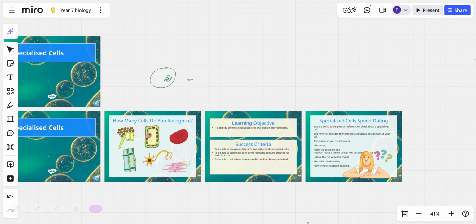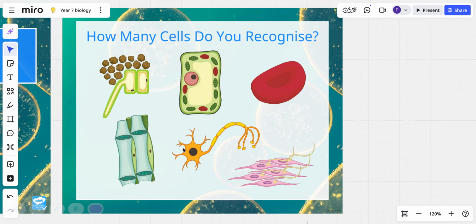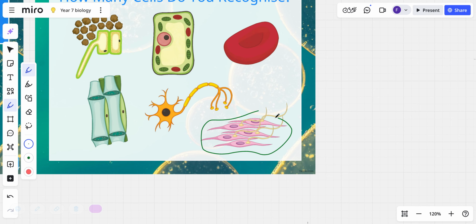So when we look at this, and as I zoom in, oh, I'm actually on the wrong page, no wonder I can't write on it. Let's get rid of that. I'm in the wrong place. So as I zoom in here, you have cells like muscle cells. This looks like smooth muscle cells, not striated, but it really doesn't matter. This is a nerve cell, and this is a red blood cell. They all have a particular job.